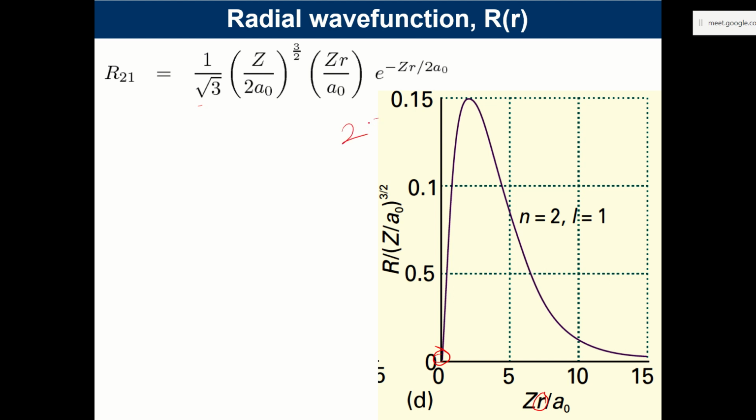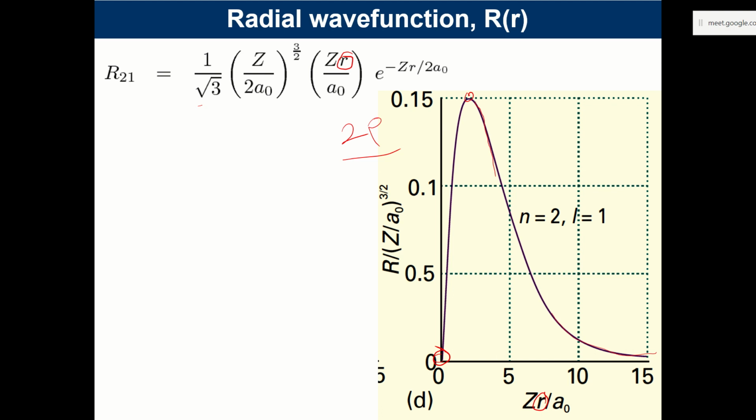If you start looking at the actual equation of 2p orbitals, then you can find here that this r term is coming as small r, radius term is in here. So when this is 0, whole function goes to 0, right? So that's what happening here. Then it starts rising, reaches a maximum, and decays exponentially. So ये जो है, so exponential decay का feature हमेशा आपको लाना है.